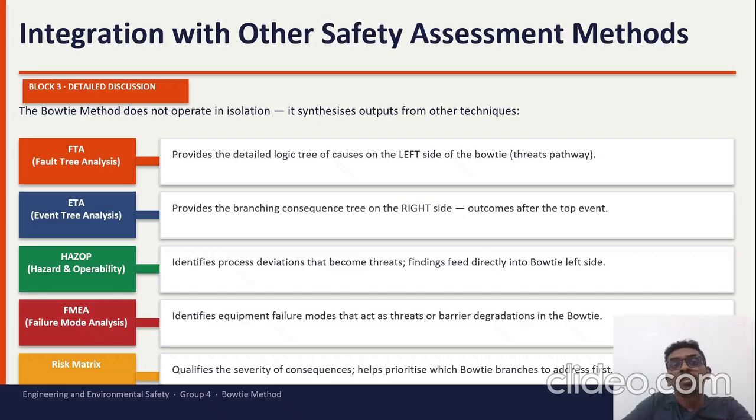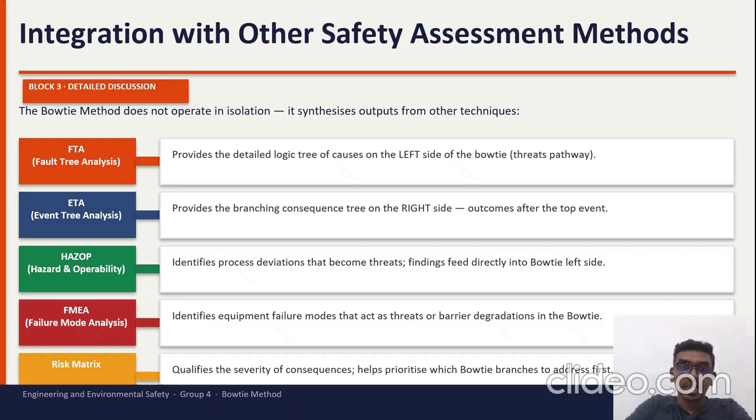All right, next let's look at the integration with other safety assessment methods. Basically the bow tie method does not operate alone. It integrates with further information from several safety tools which we have listed over here. The first one is fault tree analysis, which works at the left side of the bow tie. This is more towards understanding the root causes of an incident.